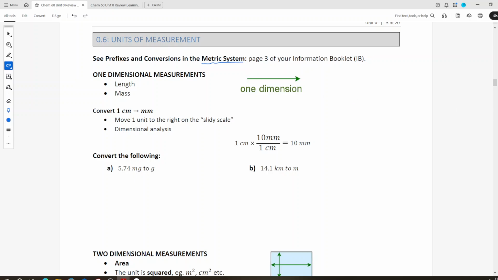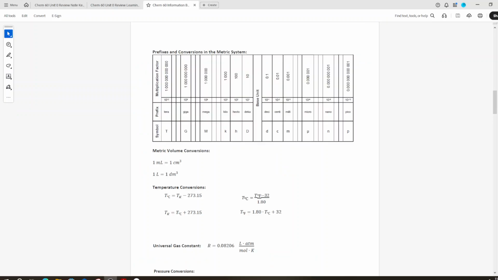So what I want you to do is go to your information booklet or your data package, whatever you want to call it, and turn to page 3. On this page, we have listed for you all of the prefixes and conversions within the metric system. You're not expected to memorize the prefixes, although we will really only be using the ones that you know anyway, like kilo, deci, centi, milli, maybe even a micro, but that's about it. But we're going to be able to go within any of these.